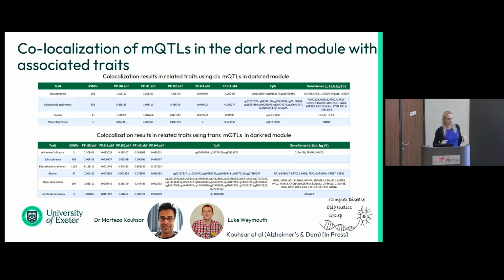And so essentially we did this: we identified MQTLs, and then we co-localized these with GWAS summary statistics for a range of related disorders, so for example, educational attainment, schizophrenia, bipolar, major depression, etc. And what we saw was co-localization both in cis, so within the gene, and in trans, in other genes, and these are not cross-chromosome, these are all within the same chromosome.